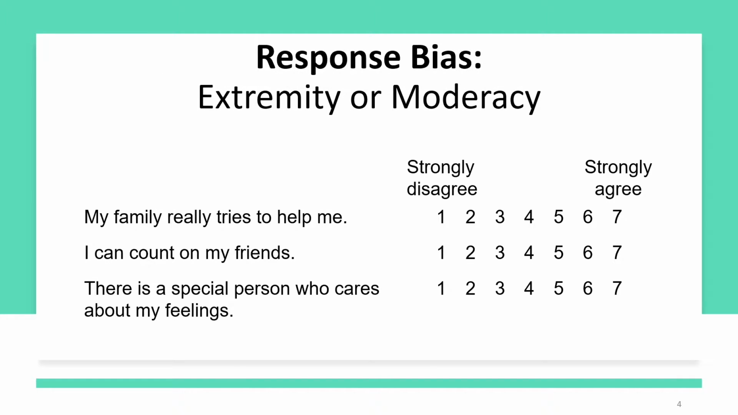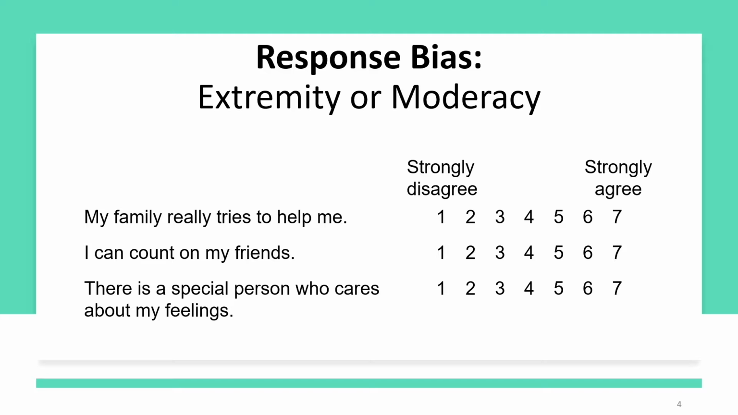There are many different types of biases that the chapter references or mentions. Today, we're only going to be talking about two of these as an example. These two being extremity and moderacy bias. So let's talk about extremity bias first. An extremity bias is the tendency to only or to mostly choose numbers towards the ends of a scale.